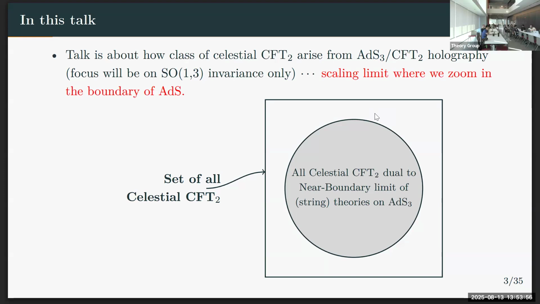Right. So this is a diagram which says that if your square is the set of all Celestial CFT2, the circle with the gray color represents all the Celestial CFT2 which is dual to some near boundary limit of string theories on AdS3. I'm going to explain this terminology in a second, what it means by near boundary limit. So we will just capture a subset of the full set of Celestial CFTs. Restricted to the subset of celestial two-dimensional CFT that have an AdS3 dual.